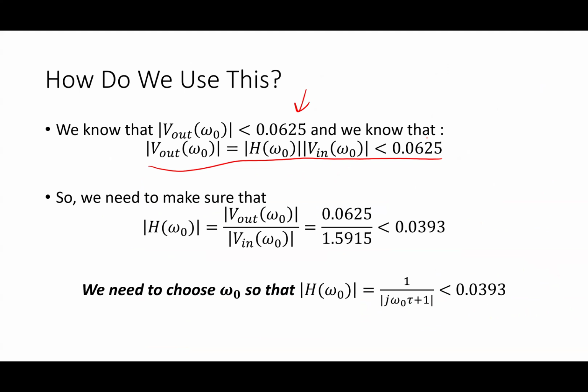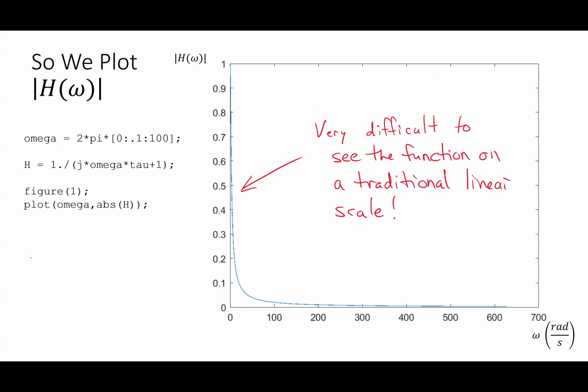So what I do is I put in the specific value. I said it was about 1.5. The magnitude of Vn at omega naught is 1.5915, right? So I just rearrange this expression to see that the magnitude of H at the fundamental frequency has to be less than 0.0393. So what I have to do is choose this value of omega naught so that this is true. That was the goal that we had. So what we did last time is I said, all right, my H of omega is equal to 1 over j omega tau plus 1.